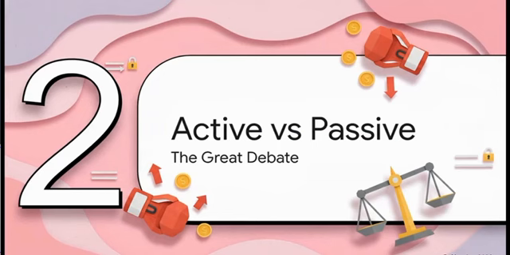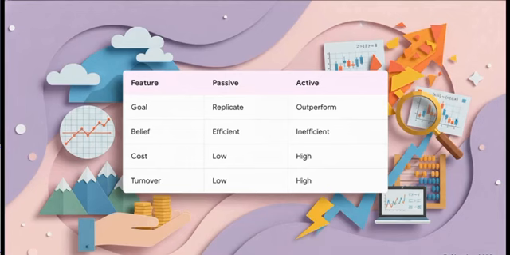Section 2, the active versus passive debate. This is a heavily tested dichotomy, so let's get into it. Let's build out a comparative framework. Think of passive strategies as steady and chill. The whole objective here is to just replicate the broader market. It assumes markets are perfectly efficient, so there's absolutely no need to try and pick individual winning stocks. This approach means low cost, low turnover, and minimal research.